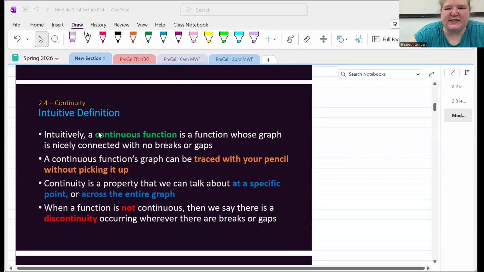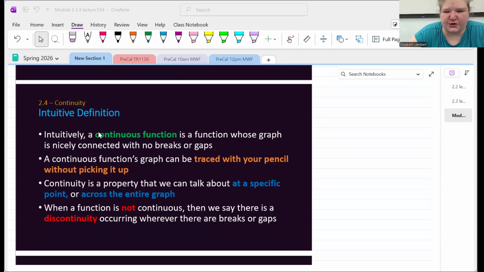So intuitively, a continuous function is a function whose graph is nicely connected with no breaks or gaps. So it can be traced with your pencil without picking it up. So continuity is a property that we can talk about at a particular point or across the entire graph. So when a function is not continuous, then we say there's a discontinuity, and then we will define what type of discontinuity we have.